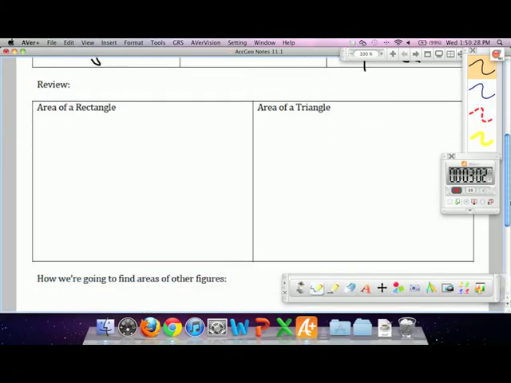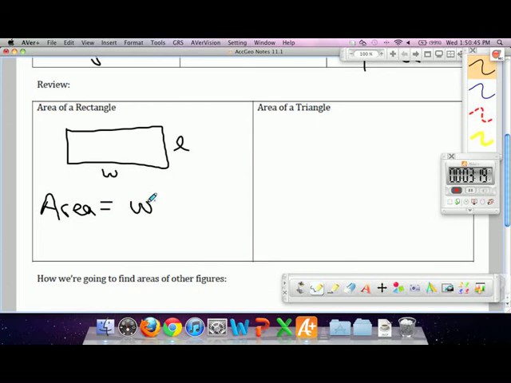For example, a rectangle. For any rectangle of width W and length L, its area is width times its length. We multiply those two things together. This formula is built on the idea that if we divide the rectangle into a bunch of squares, we'll have W squares going across and L squares above. Add all those individual pieces together, and the sum is the same as if we just multiply the length and the width.